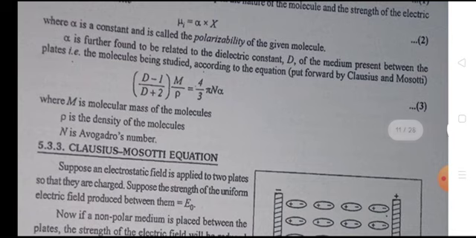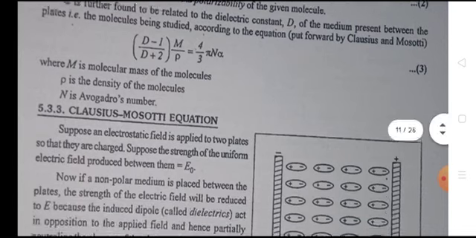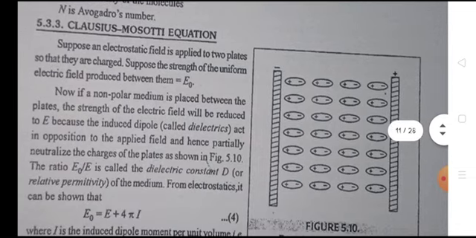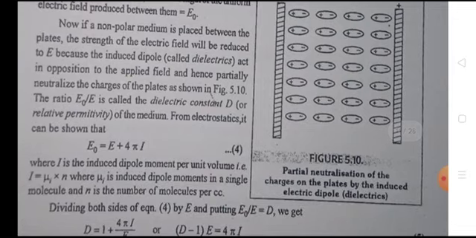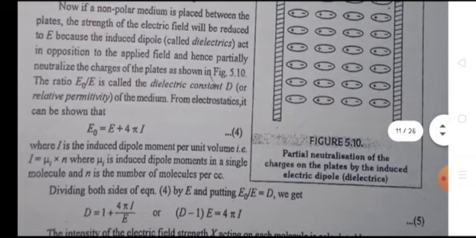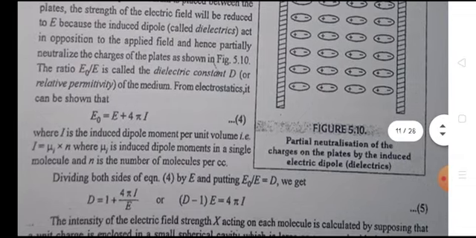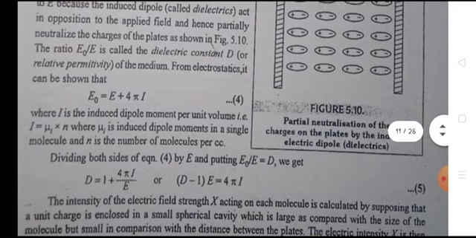Alpha is further found to be related to the dielectric constant D of the medium present between the plates, that is, the molecules being studied, according to the Clausius-Mossotti equation. Suppose an electrostatic field is applied to two plates so that they are charged. Suppose the strength of the uniform electric field produced between them is equal to E naught. Now, if a non-polar medium is placed between the plates, the strength of the electric field will be reduced to E, because the induced dipole acts in opposition to the applied field and hence partially neutralizes the charges.